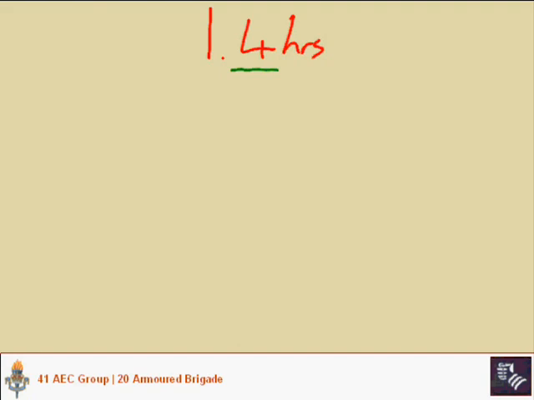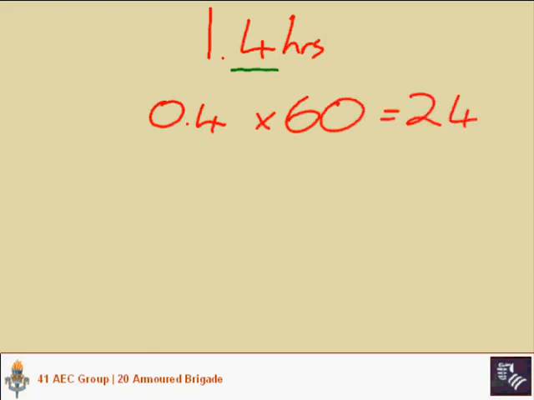Our calculation should look like this. 0.40 times 60 equals 24. Therefore, that's 24 minutes. You can use a calculator to work this out, or a multiple sum. Now you add your 24 minutes to your hours, so 1.4 hours will be 1 hour and 24 minutes.